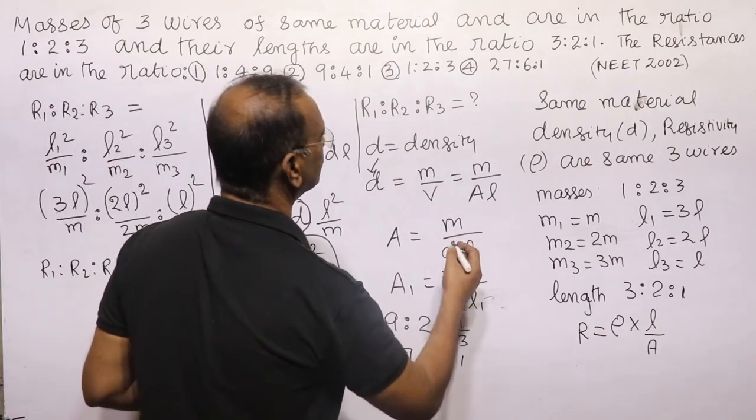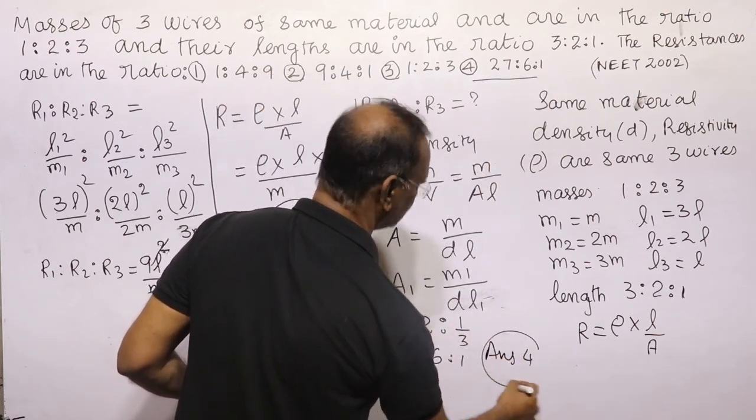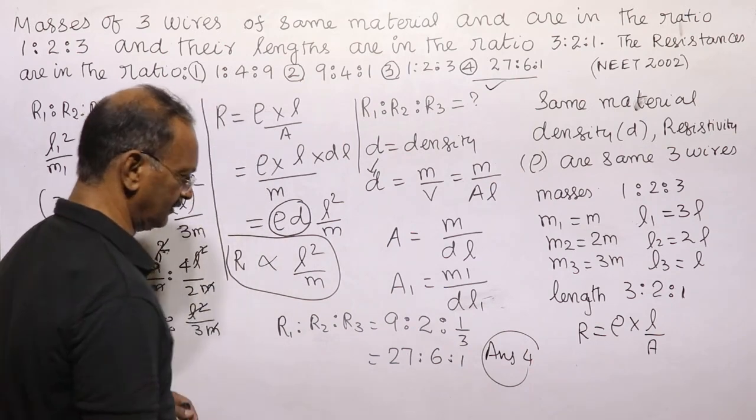So this is the answer. This answer matches option 4. Option 4 is the right answer: 27 is to 6 is to 1.